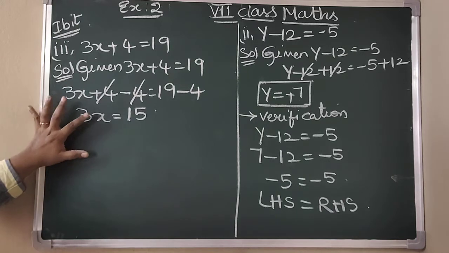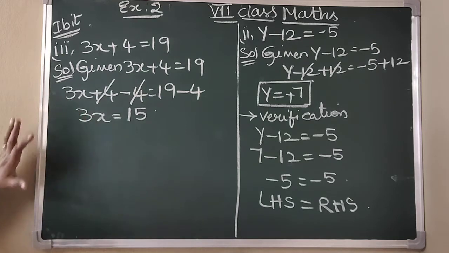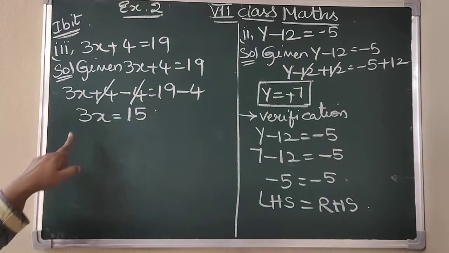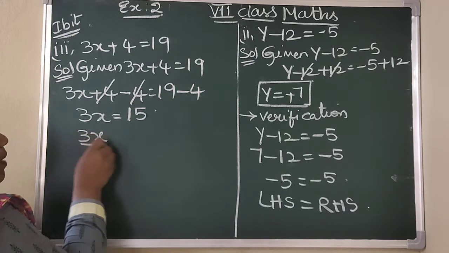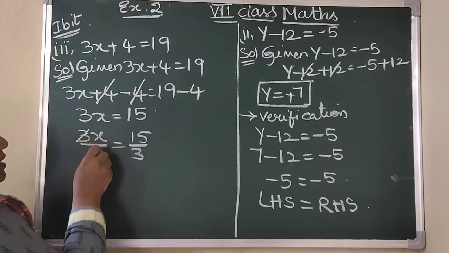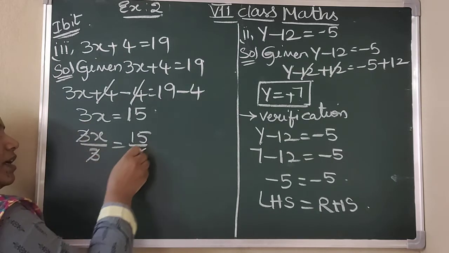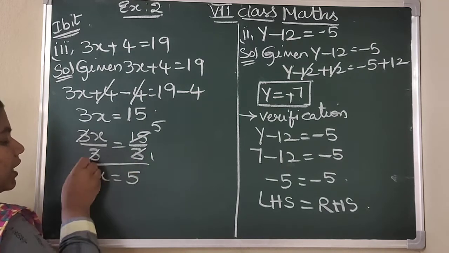Now 3 and x are in the form of multiplication. What is the transpose of multiplication? That will be division. So we have to divide by this 3 on both the sides. That will be 3x by 3 is equal to 15 by 3. 3 ones are 3, so the 3s will get cancelled. 3 fives are 15. So what is the x value? We got it as 5.